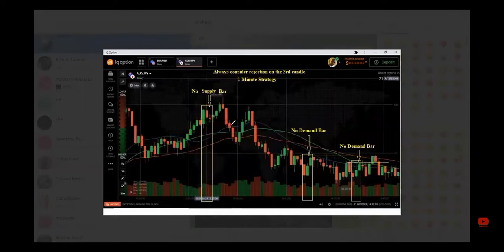No supply bar. Step by step volume low, and place your trade in the upward direction. No demand bar. Step by step volume low. Place your trade in the downward direction.